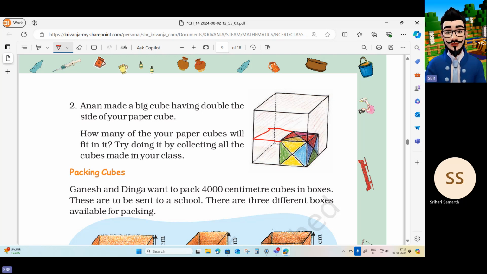Okay. In this first layer itself, it will be 2 by 2, which is four. Four cubes will be used up. So how many layers are there? Two layers are there. 4 into 2 is 8. Yeah. Okay. Next, read it out.